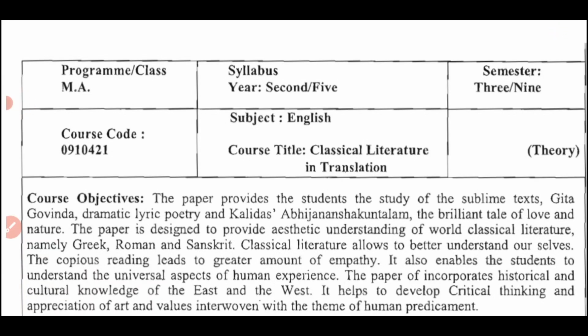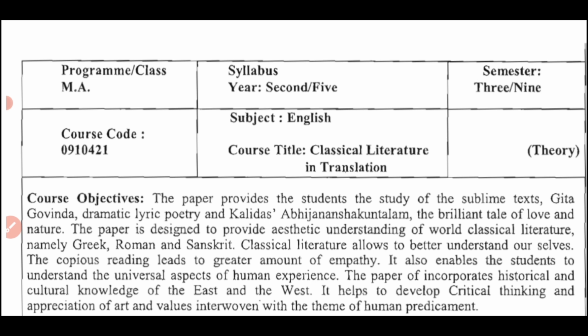In today's video, we are going to understand the complete syllabus of MA English, and paper 1 will be of the classical literature in translation. This is for semester 3 and the course code is 0910421. In this video, I will explain the course objectives, marks, credits, lecture distribution and all 5 units included in this paper. So let's understand the basic details of the paper.